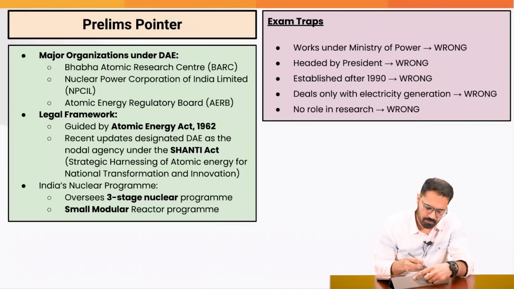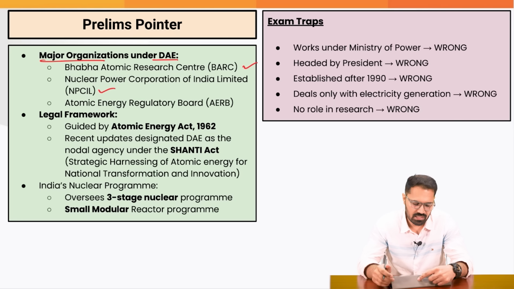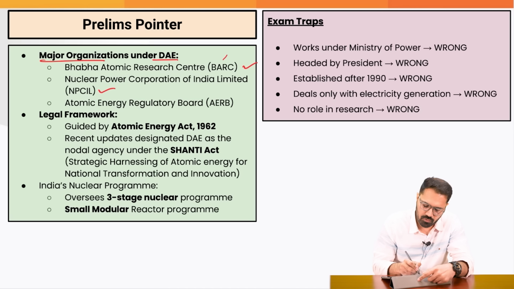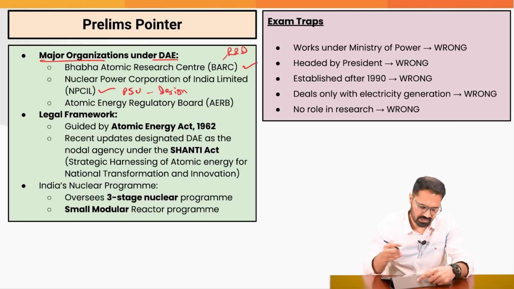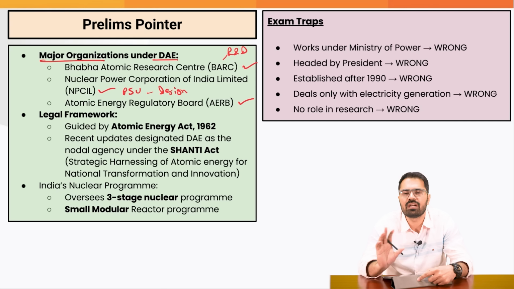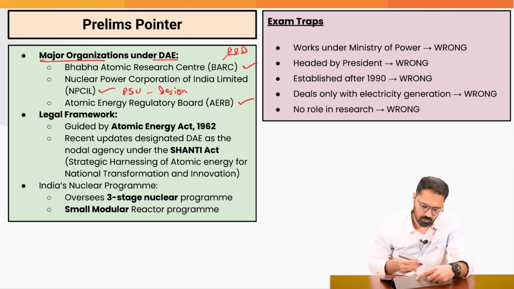What more do you have to remember? What are the major organizations under the Department of Atomic Energy? You have Bhabha Atomic Research Center and Nuclear Power Corporation of India Limited. Now this Bhabha Atomic Research Center does most of the R&D. Nuclear Power Corporation of India is a PSU. It does design and construction of nuclear power plants and buildings. Then you have the Atomic Energy Regulatory Board, which is a regulatory board which sets rules and guidelines regarding this particular sector. How will this be done?